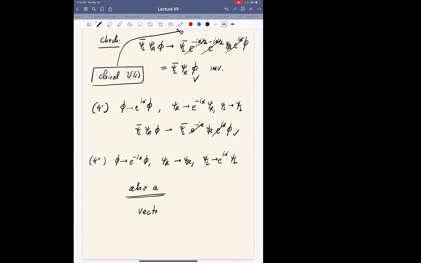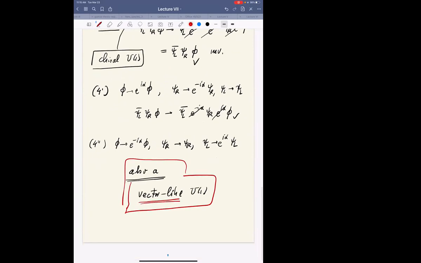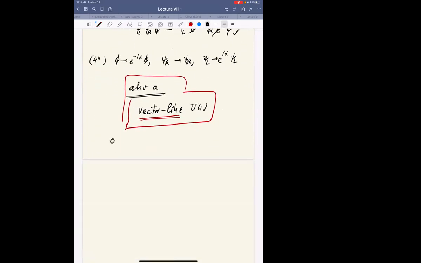vector-like U1. And so any linear combination will be, this is very important. There is a vector-like U1, which has the form phi goes to phi, psi l goes into e to the I beta psi l, and psi r goes into e to the I beta psi r. This is trivially an invariant because psi l bar psi r phi goes into psi l bar, e to the minus I beta, e to the I beta psi r. It checks. Phi is invariant.